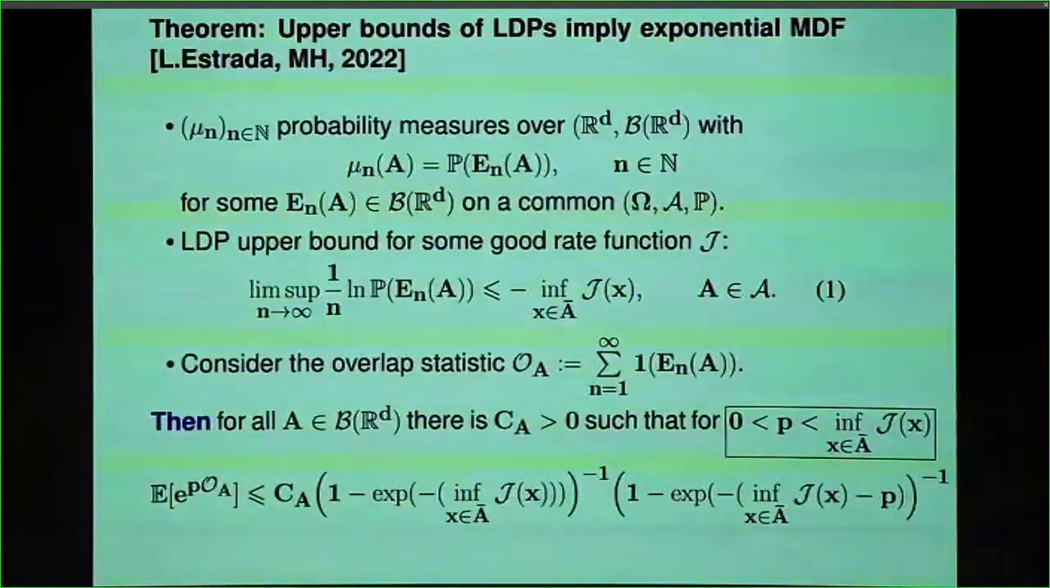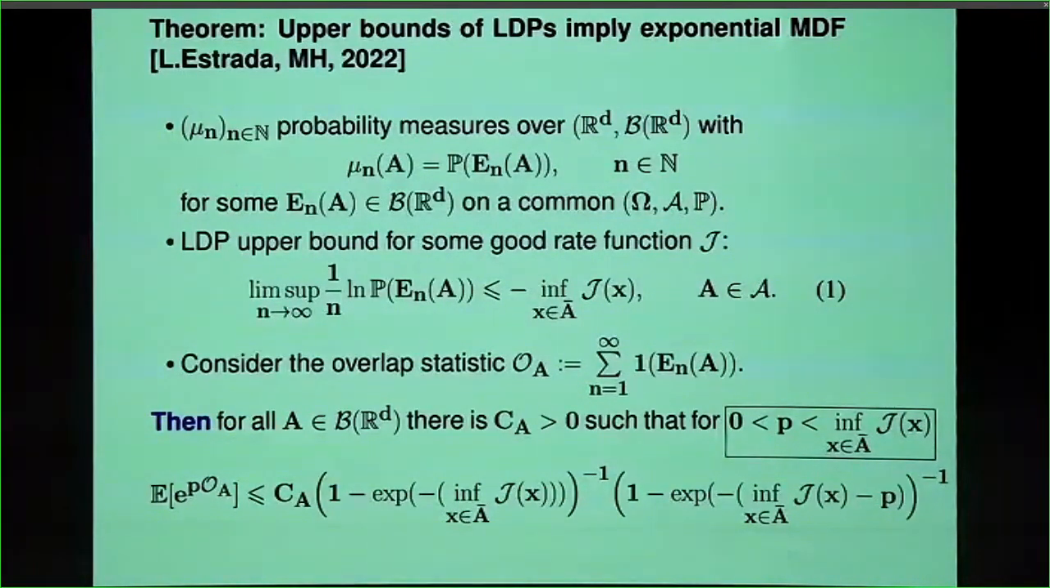And of course, sometimes you have much more. You have an LDP, and then you should have something even better. LDPs are typically written down much more precisely, and you have the upper bounds and the closed, etc. If you assume that you have this kind of upper bound, and for any kind of A which is given here, then for each of the overlaps, so here the overlap is just in how many of the En of A's you are, then you can estimate the exponential moments of the overlap.